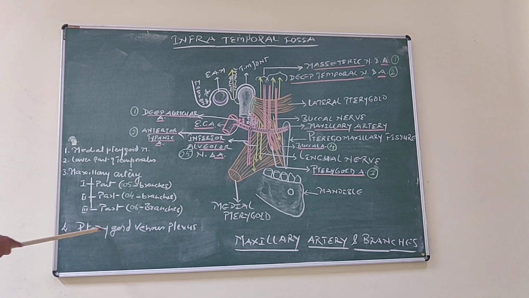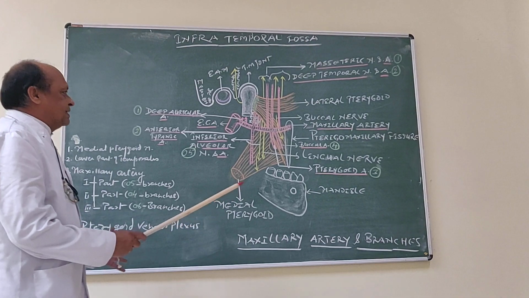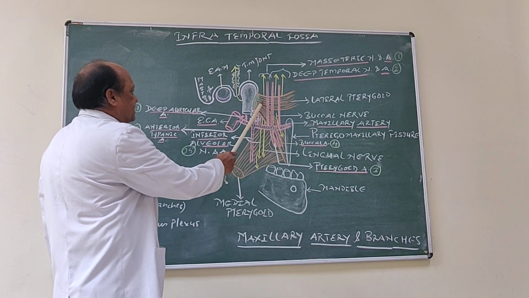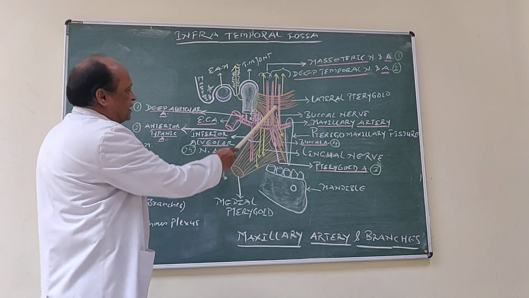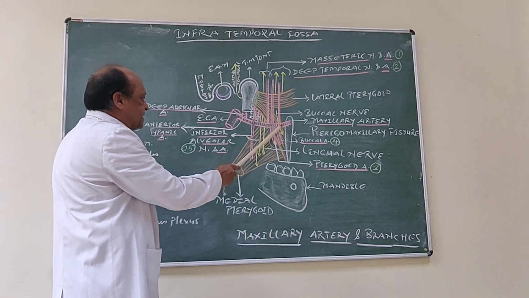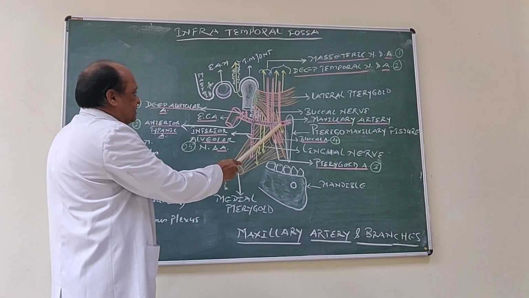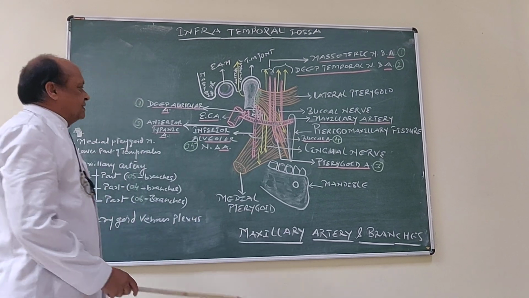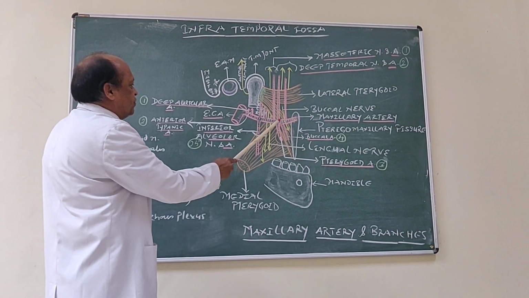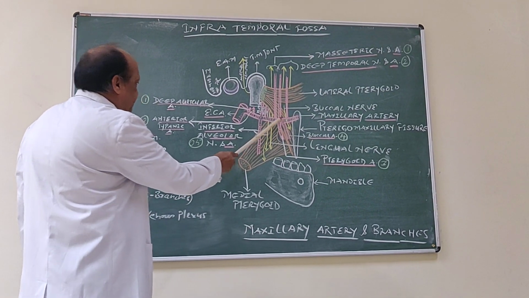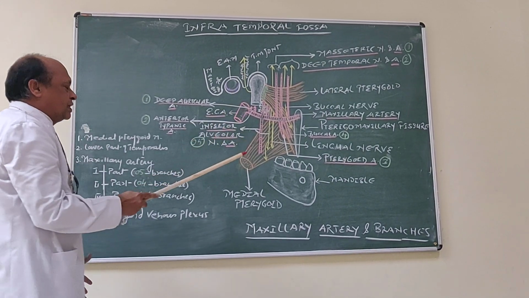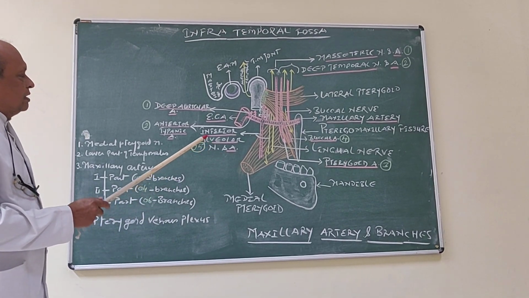Another important content is the pterygoid venous plexus. As the name indicates, it is a venous plexus situated around the lateral pterygoid muscle and within the substance of the lateral pterygoid muscle. It drains into the maxillary vein, which accompanies the maxillary artery. The tributaries of the maxillary vein correspond to the branches of the maxillary artery, and the maxillary vein joins the superficial temporal vein to form the retromandibular vein within the substance of the parotid gland.